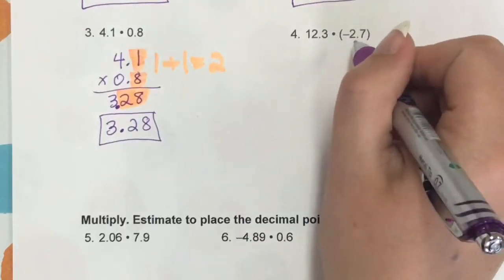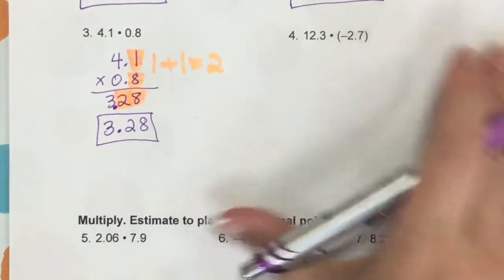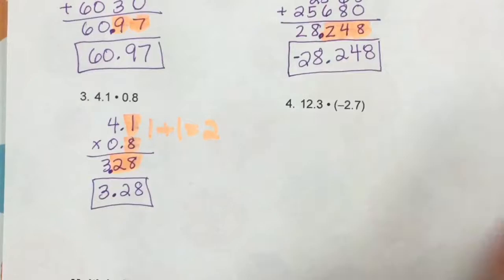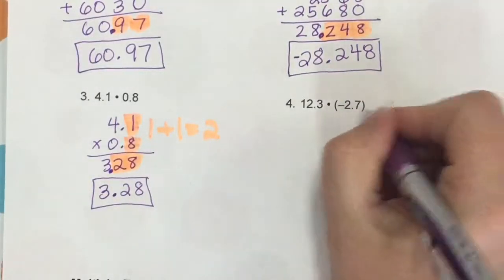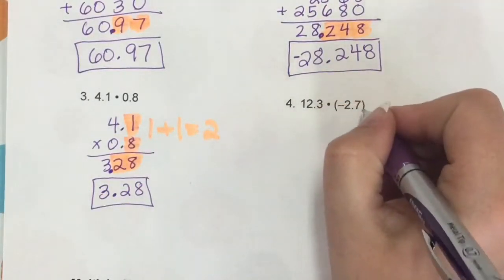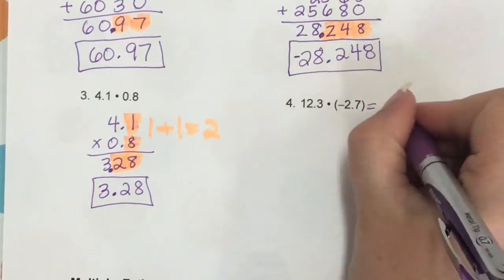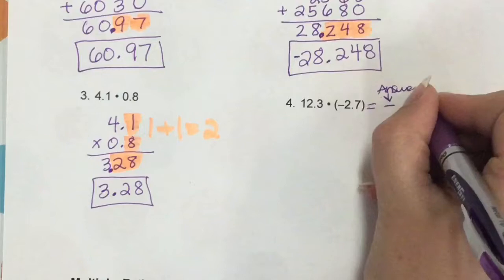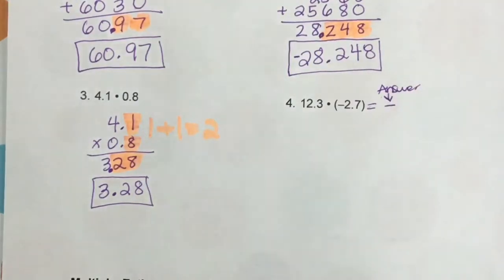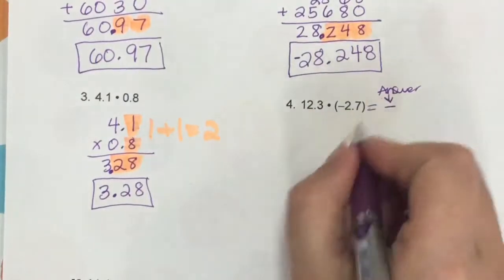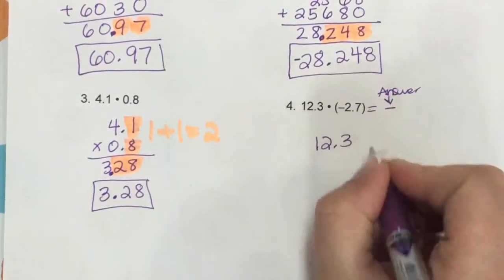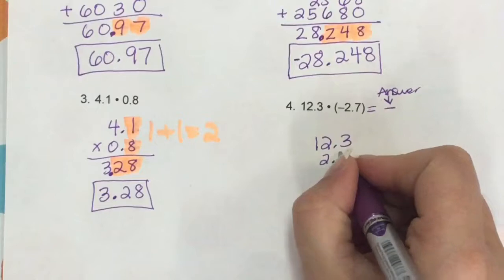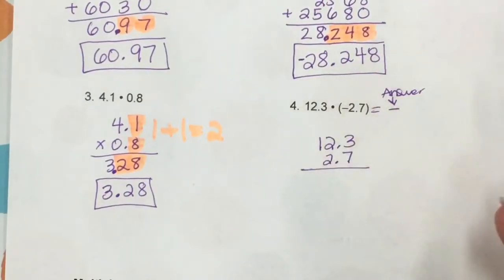12.3 times a negative 2.7. So for this one, we have a positive multiplied by a negative again. So whenever you multiply a positive by a negative, you know your answer is going to be negative. Okay, so we have to remember that. But right now, that's just something we're going to add at the end of the problem. We don't need to worry about it right now. So we're just going to write down the numbers. So 12.3 and 2.7. And we're just going to multiply.